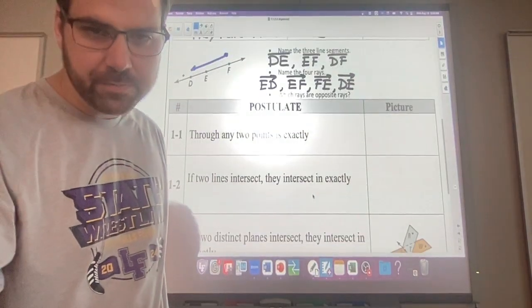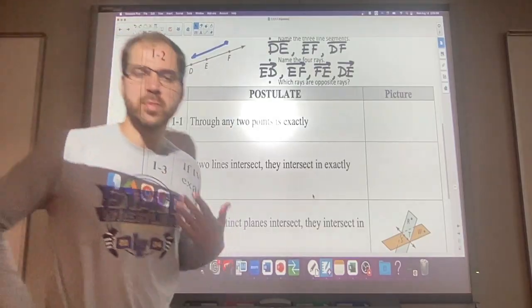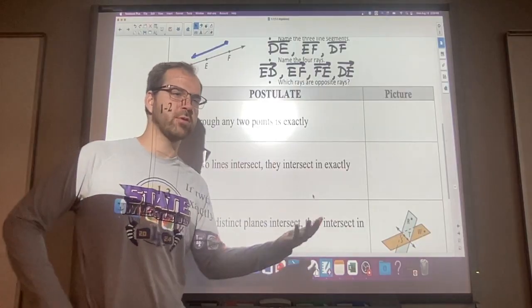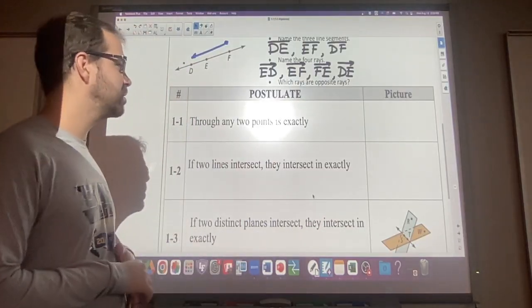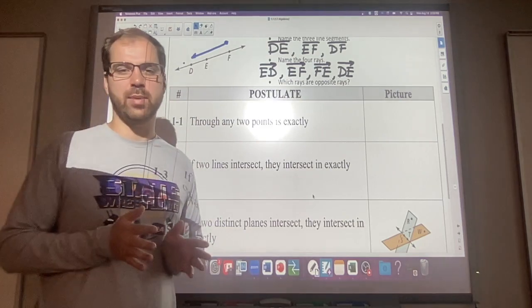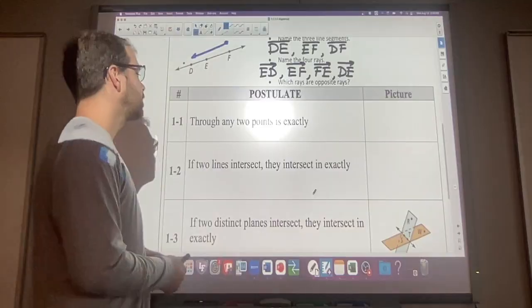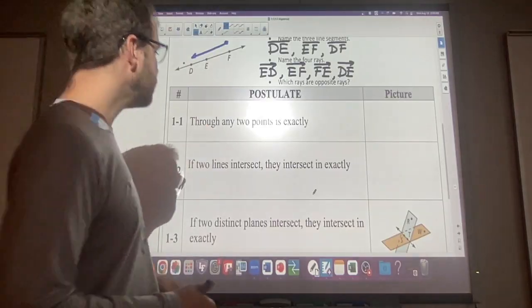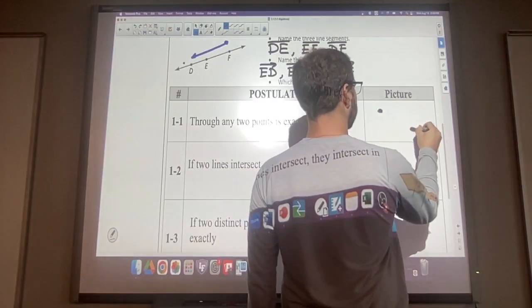All right. Got some postulates here. What is a postulate? Postulate is something that we know to be true and we have to rely on to move forward. Okay, they're pretty simple, so it doesn't take like Einstein to come up with these, but it's kind of something we have to all agree upon to move forward to more complicated things, more interesting things. All right, through any 2 points. If I draw 2 points, what could I make through these 2 points?